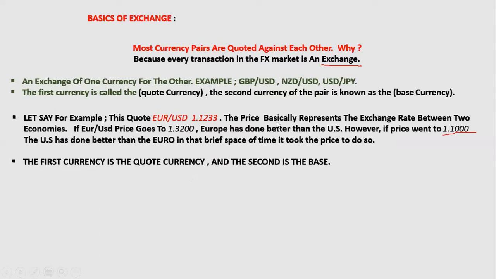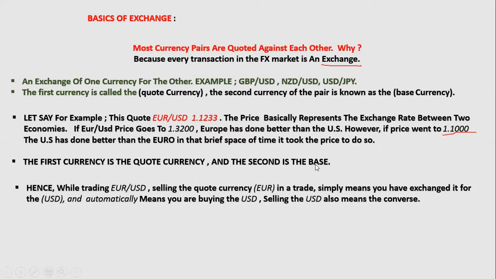Okay, the first currency is the core currency, and the second currency is the base currency, like I was saying earlier on. So while trading euro USD, selling the quote currency euro simply means you have exchanged it for the USD. It's like when you go to the Forex bureau in your local country and exchange your dollar for, let's say, naira. You are selling the dollar to the Forex bureau person and you are buying the naira. Does it make sense?